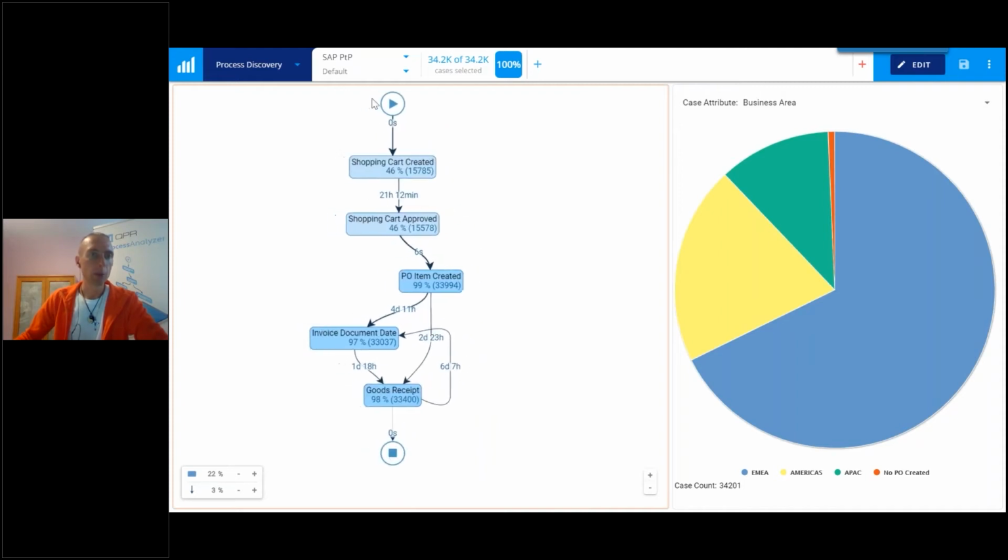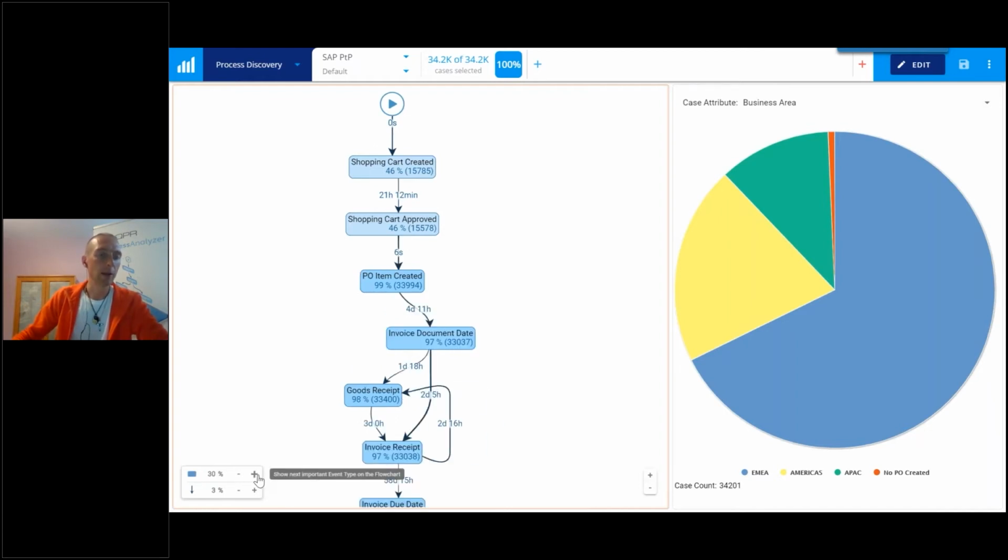So this is a purchase to pay process. It may look as simple as this process over here. So shopping carts are being created, the purchase order item is created, and then you get an invoice, and then you get a goods received. And this may be the textbook example.